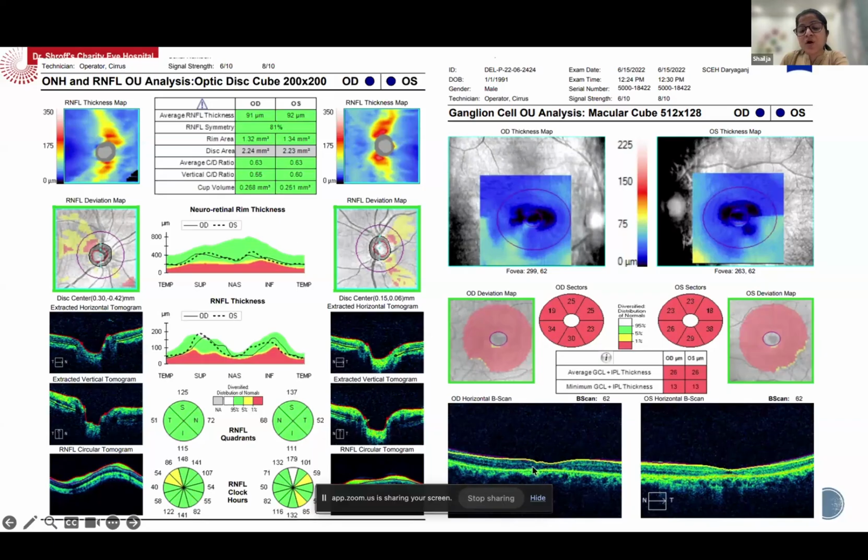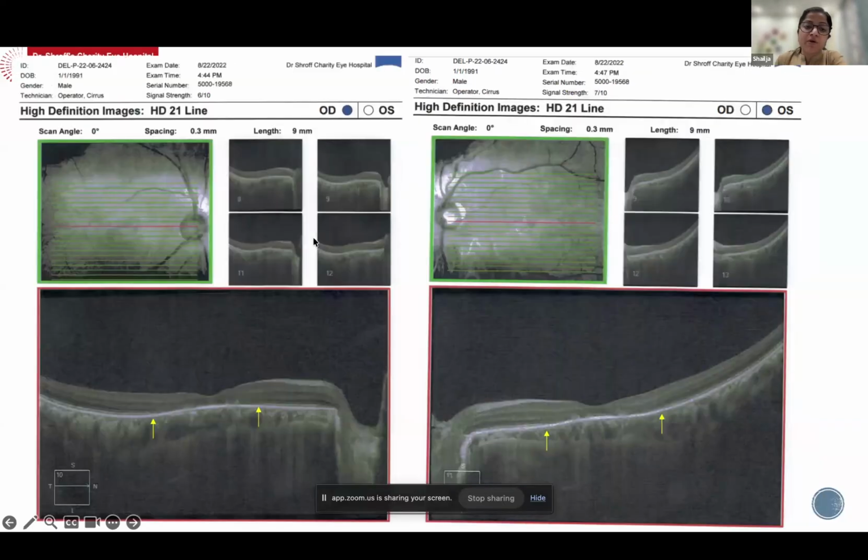The fovea was thin, so it's not really an optic neuropathy or a ganglion cell problem here, but it's more of the other layers of the retina. And a high definition OCT actually showed, you can see this ISOS junction and the photoreceptor layer coming and just ending here near the fovea, and there's foveal thinning on both sides.